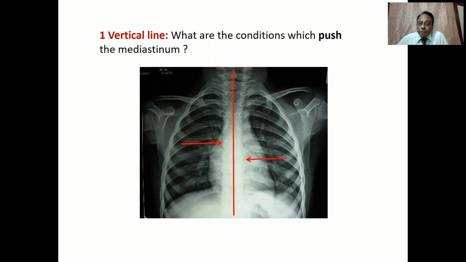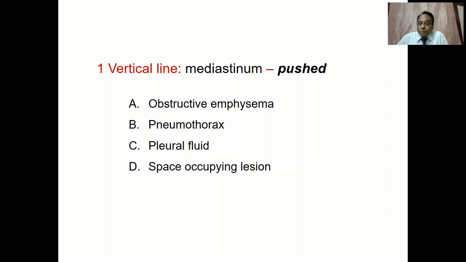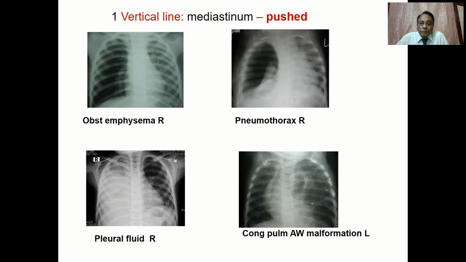Then what are the conditions that push the mediastinum? There are four conditions that push the mediastinum. That is obstructive emphysema, happening in the lung, pneumothorax and pleural fluid, that is nothing but a collection of air and fluid in the pleural cavity, and again, a space occupying lesion in the lung itself. These push the mediastinum. All the four pictures are given here.